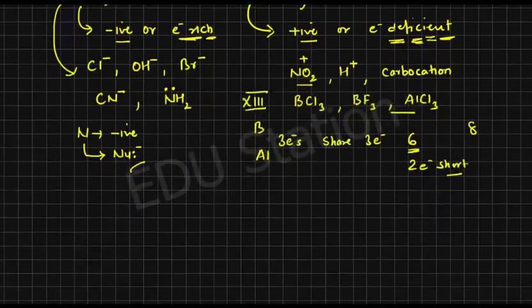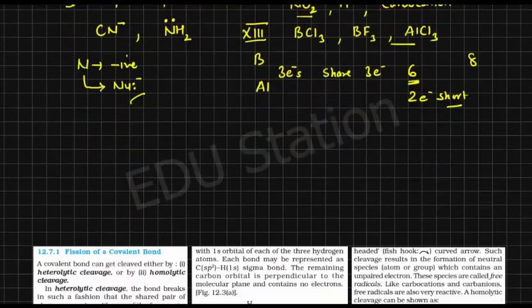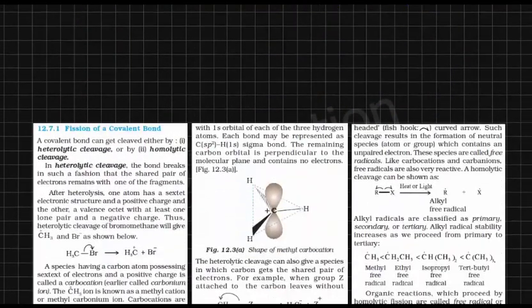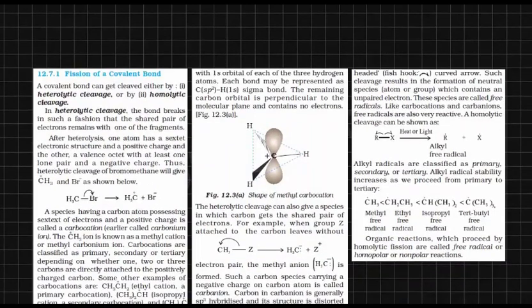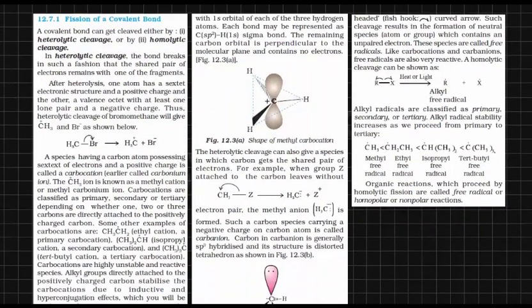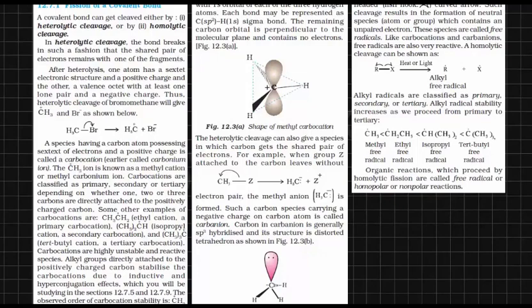Now, let us come to this part which is given in your book. A covalent bond can be cleaved either by heterolytic or homolytic cleavage. So, there are two ways it can break. This is the example which is given in your book.